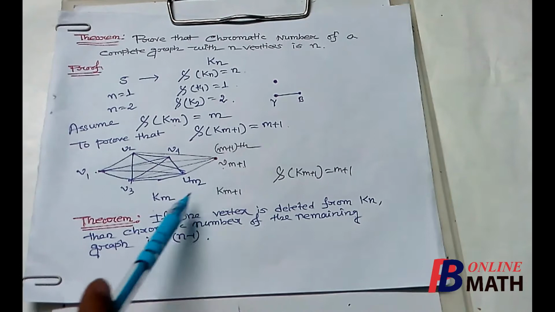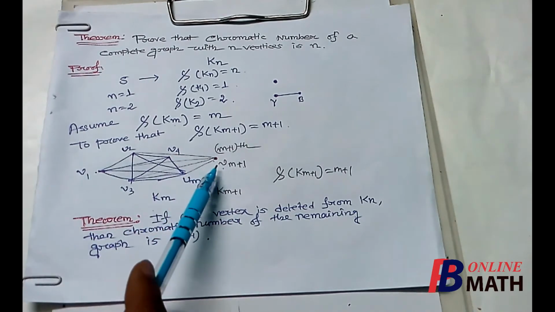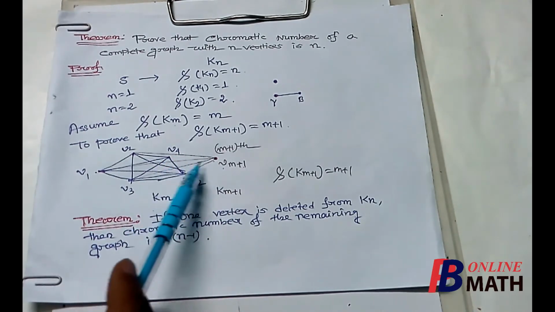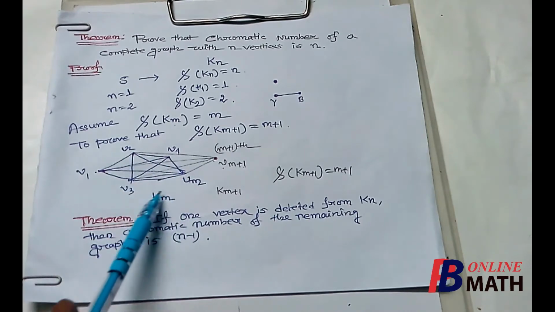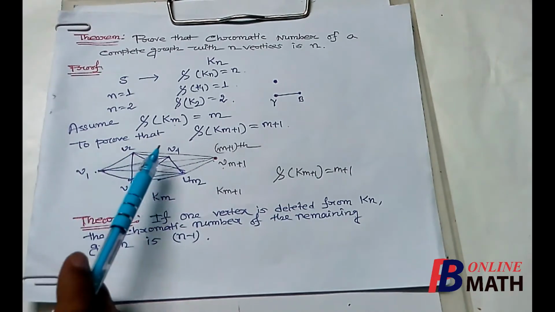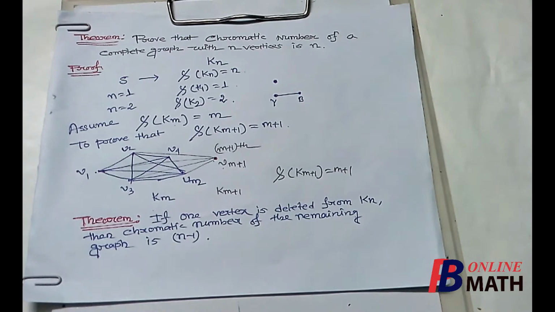If we consider this graph Km plus 1, if we delete this vertex and the adjacent edges, then the remaining graph will be again a complete graph Km. So if one vertex is deleted from a complete graph, then the remaining graph will be again a complete graph having one less number of vertices. Therefore the chromatic number of the remaining graph will be one less than that of Kn. That means the chromatic number of the remaining graph will be n minus 1.